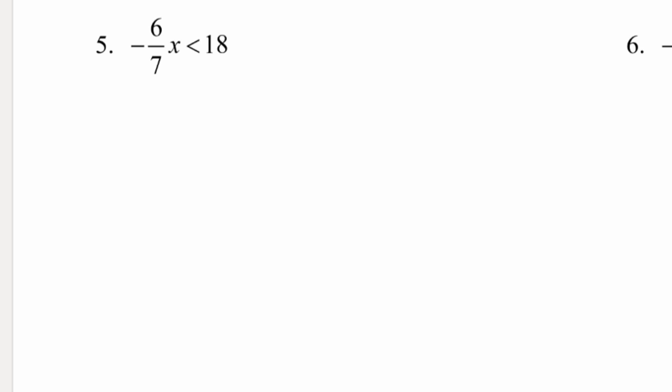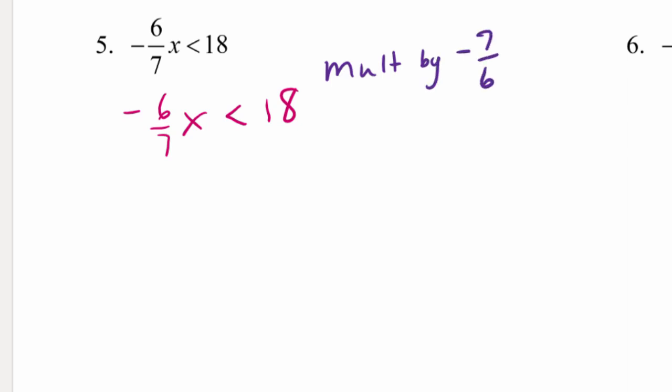Now in problem 5, we are once again solving for x in this inequality. This time our coefficient is negative 6/7. So we have a negative fraction as a coefficient. And you know that to isolate x when we have a coefficient that is a fraction, we always use a reciprocal. So we're going to use the reciprocal of -6/7, which is -7/6. So we are going to multiply by -7/6, the reciprocal. And notice also it is a negative reciprocal. It's a negative number, so switch the sign.